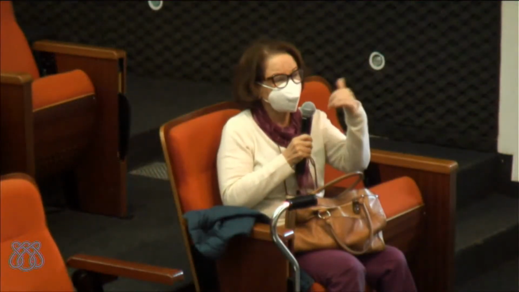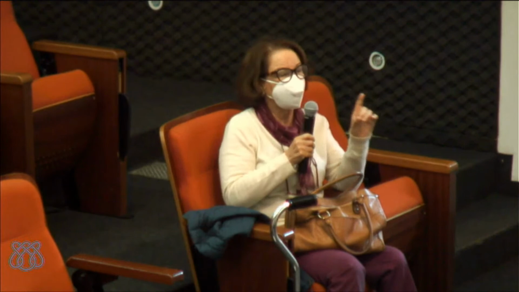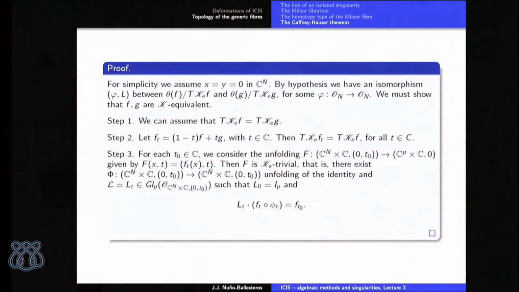It's just a remark about the proof. It seems that all previous steps, up to step 3, you don't use the hypothesis that the germs are K-finite, right? Just in the last step. Even in step 1, for instance. Yeah, that's right.